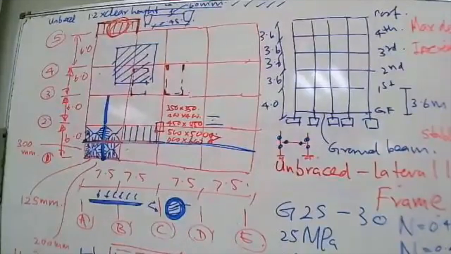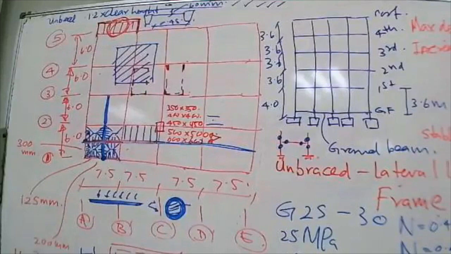So have I answered? Is it clear? We need two layers of reinforcement and the additional reinforcement can be out of T8. Additional top layer of reinforcement can be out of T8. Any questions?